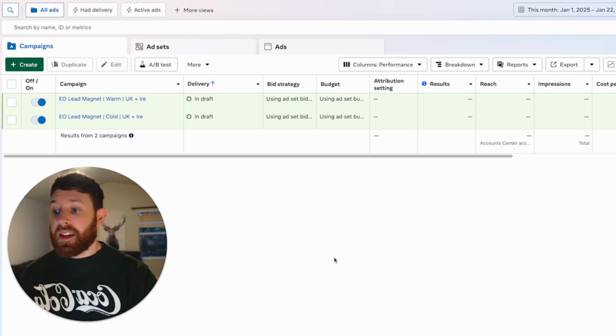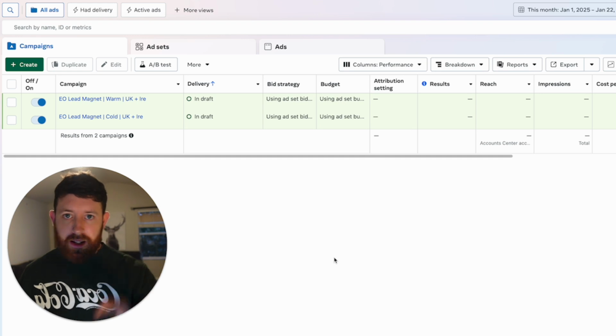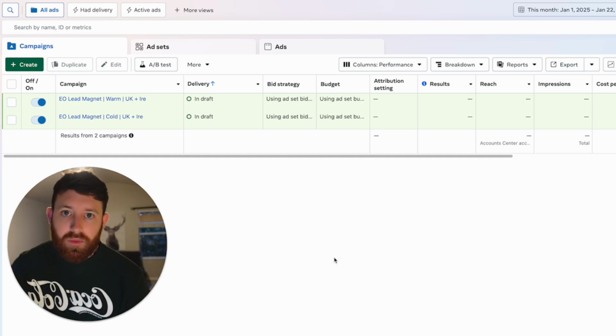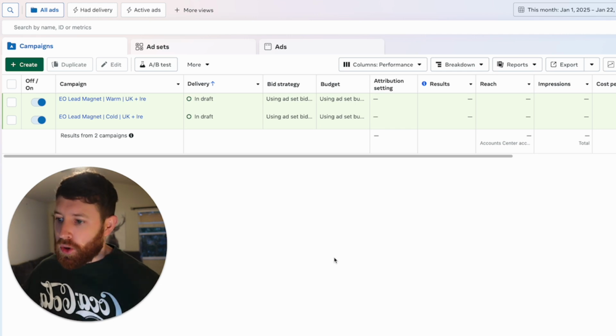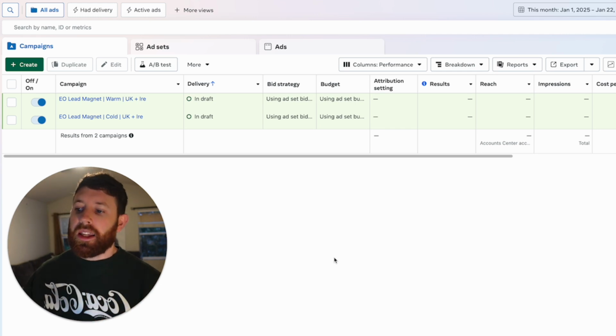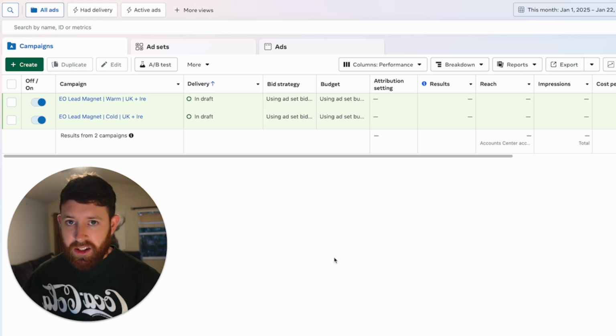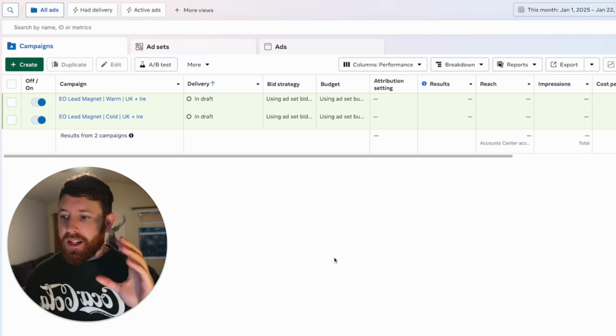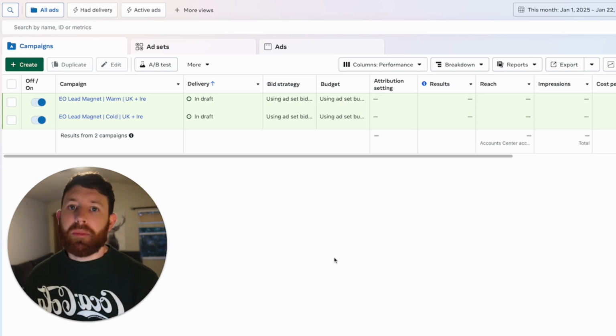Okay, the same thing is true with the ads, but that is a video for another time because it's not as simple as with the ad sets for optimization. Sometimes you will find certain ads that look like they have a high cost per lead, but you're actually missing a trick there if you turn them off. So I'm going to make a video about that because it is super important for optimizing campaigns.